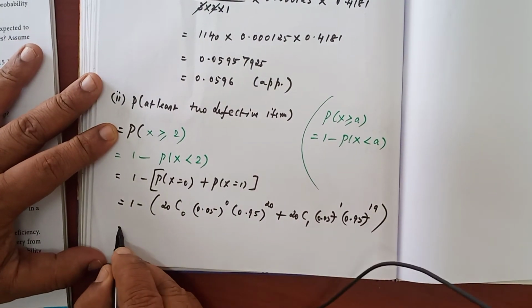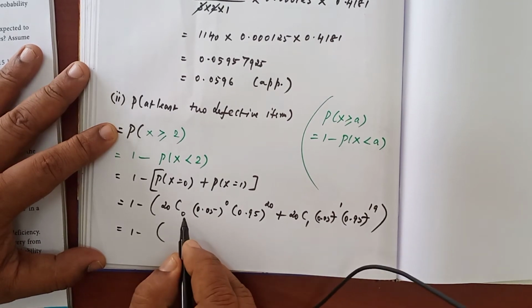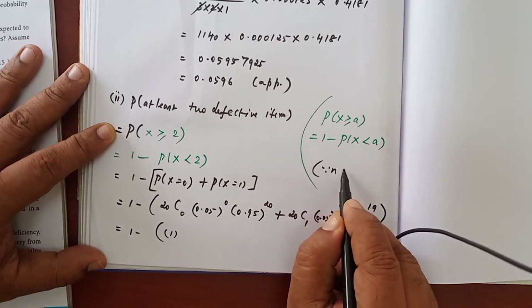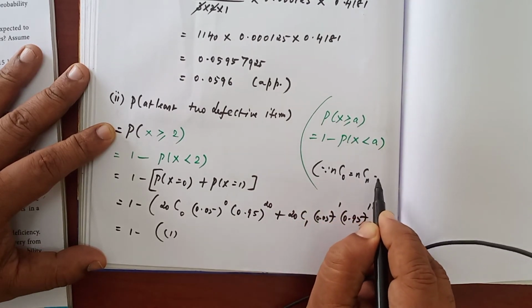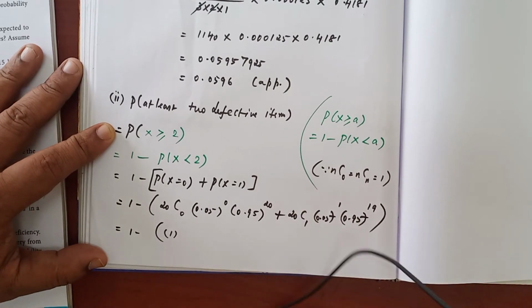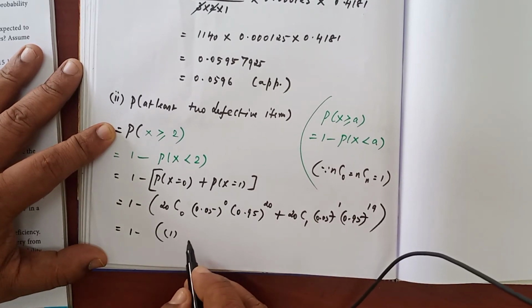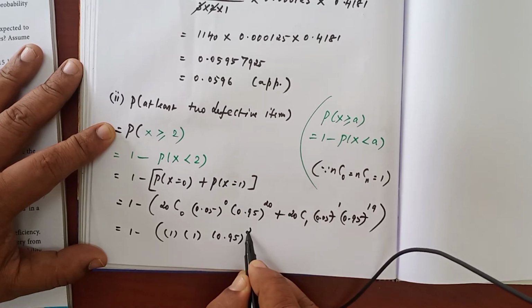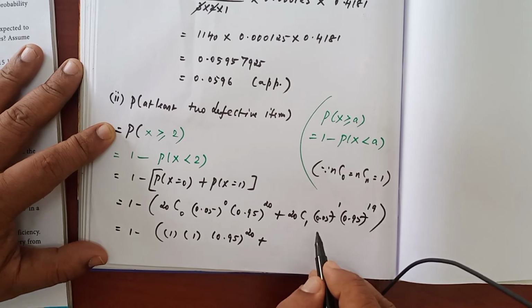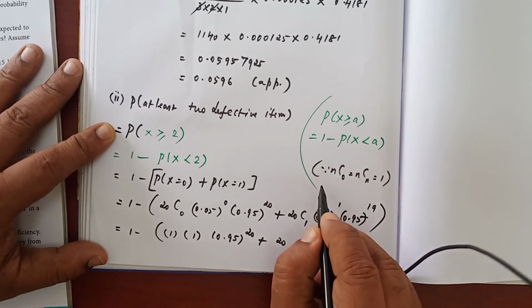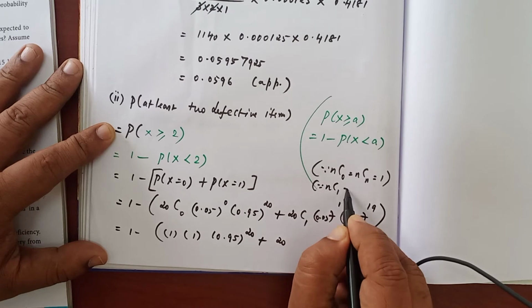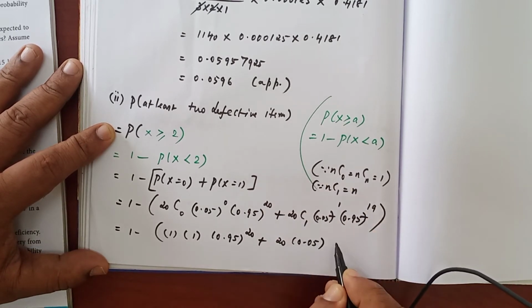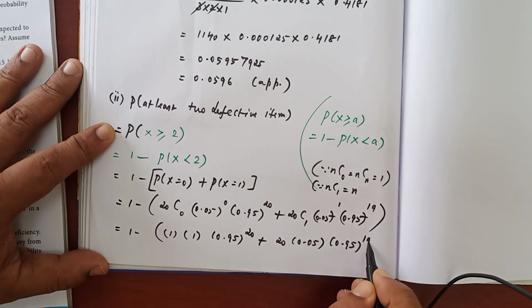That is equal to 1 minus nC0 value 1. Therefore it is 1. I write over here, since nC0 is equal to nCn is equal to 1 only. Remember. Therefore 20C0 is equal to 1. Anything power 0 equals 1. You just write 0.95 power 20 plus 20C1 that is equal to 20, because nC1 is equal to n. Then 0.05 into 0.95 power 19.